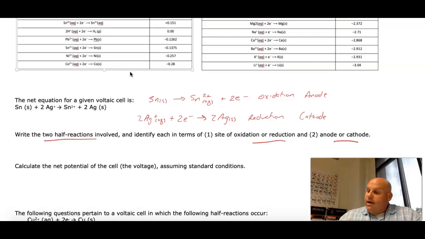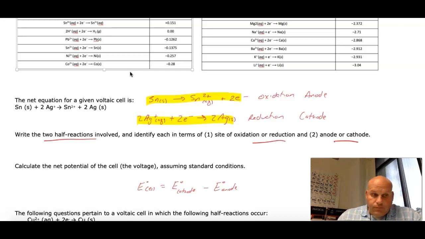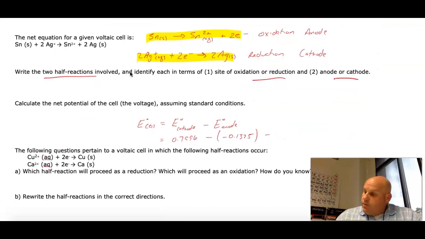Now that I know that, now I can calculate my cell potential. All right, it is going to be that of the cathode minus the potential of the anode. So I would look these reactions up in that table I showed you, and I would find those values to be 0.7996 minus a negative 0.1375. And we get a value here for our cell potential of 0.9371.